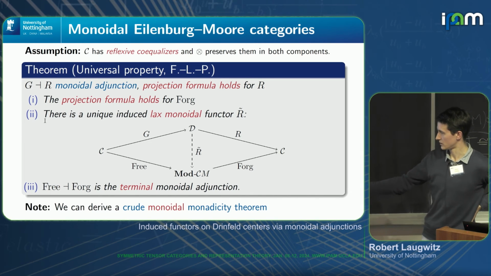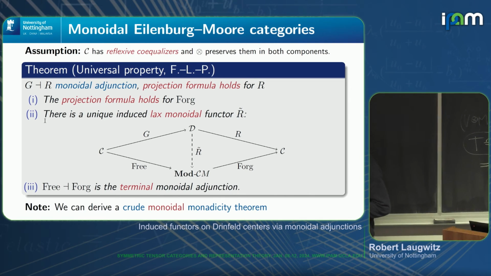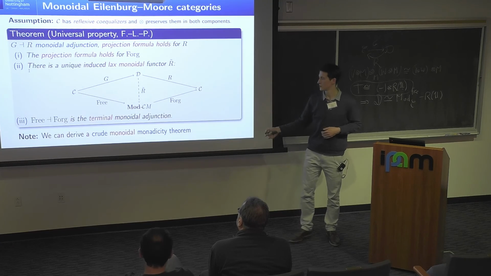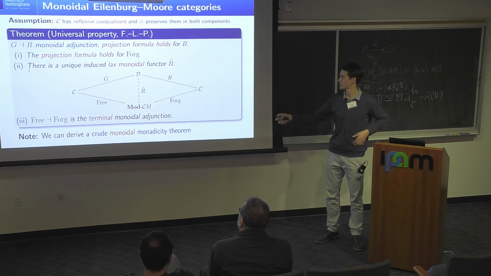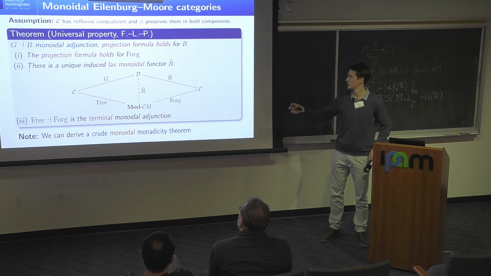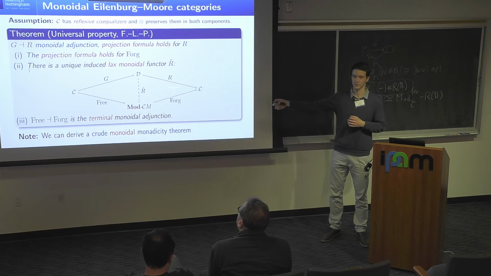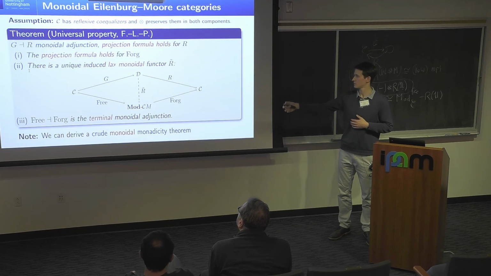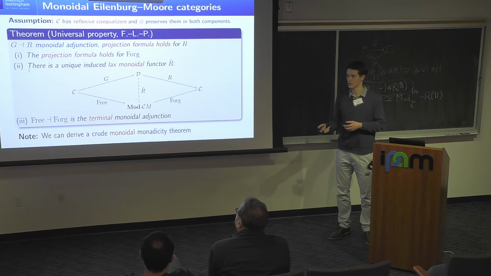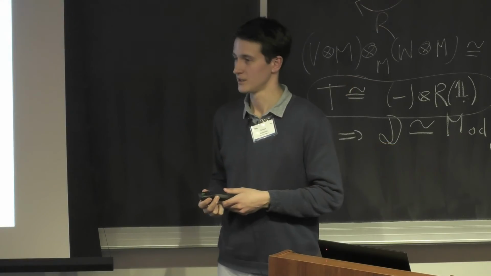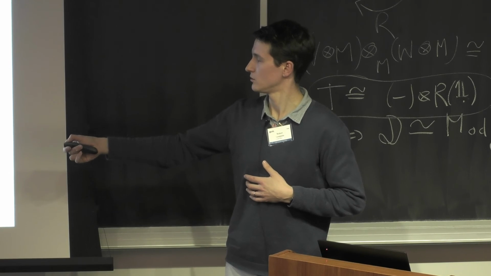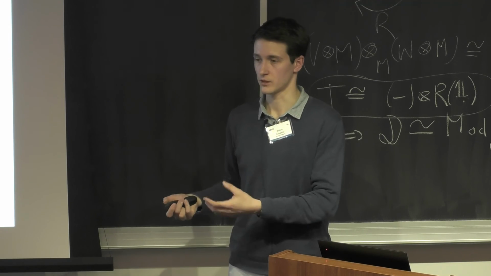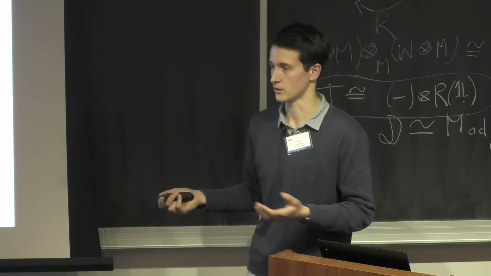And one can also derive a crude monadicity theorem. Crude monadicity will address the question of when R tilde is an equivalence of categories. One assumption that's sufficient is to say R here needs to reflect isomorphisms, and I think all of these functors need to preserve reflexive coequalizers. For one of them it's automatic, for one of them it's not, and then you actually have the result that D is equivalent to modules over M. So I think this answers Chris's question from earlier. So under certain assumptions, you just get that the target category is equivalent to modules over R of 1, but not always.